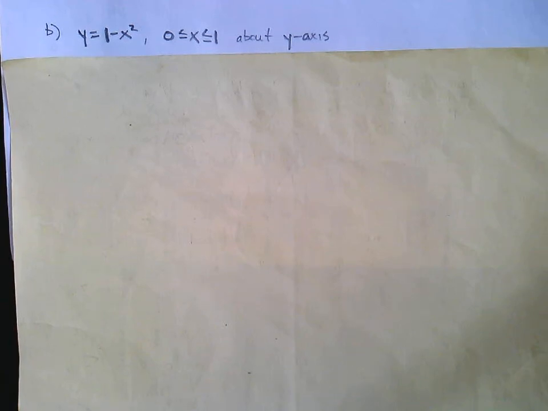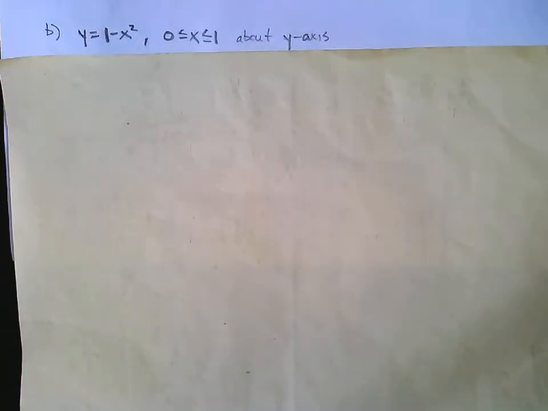So we just did an example revolving about the x-axis. Let's try one revolving about the y-axis. So part B, we're going to take y equals 1 minus x squared, where x is between 0 and 1, and we will revolve about the y-axis. Okay, I highly recommend you start any of these by looking at a graph.